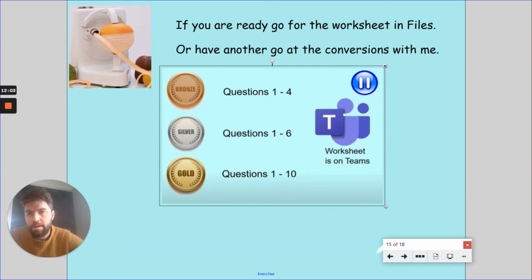Maybe you feel confident to have a start on the bronze, and just make your way through that. If you're really confident, you want to go straight to the gold, remember you need to work from question 1 all the way through to 10 today, and questions 1 to 6 are for silver. If you're feeling that you'd like a little bit more guidance, I'd like to see some more conversions, stay with me and I'll be doing a few more now.